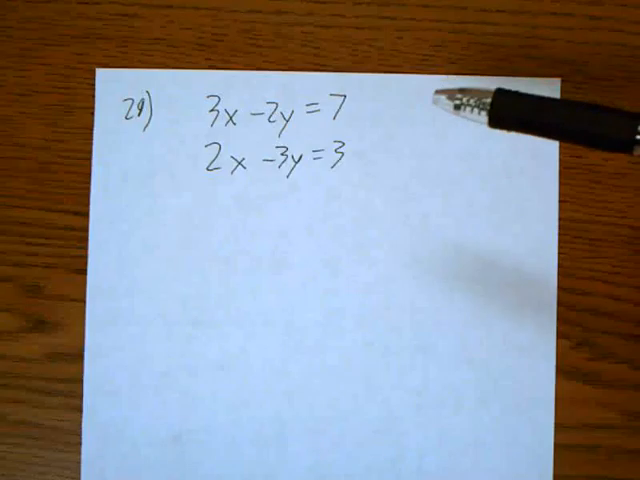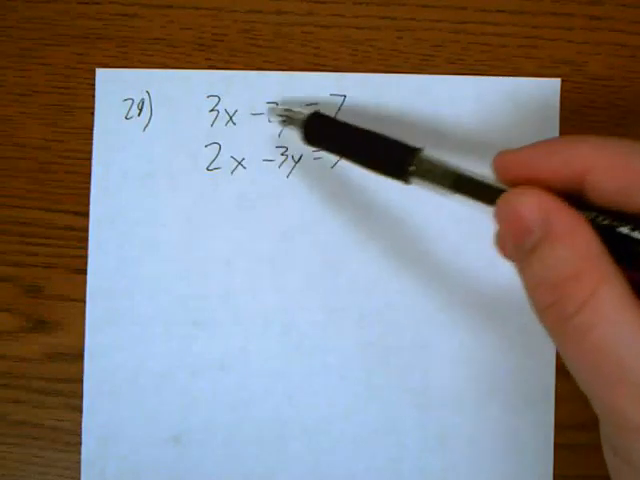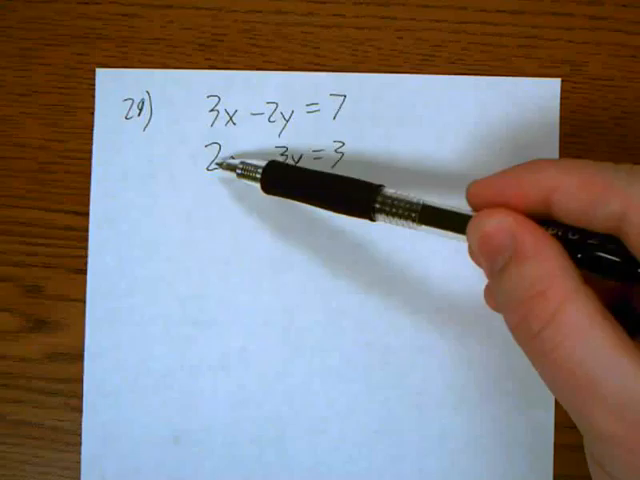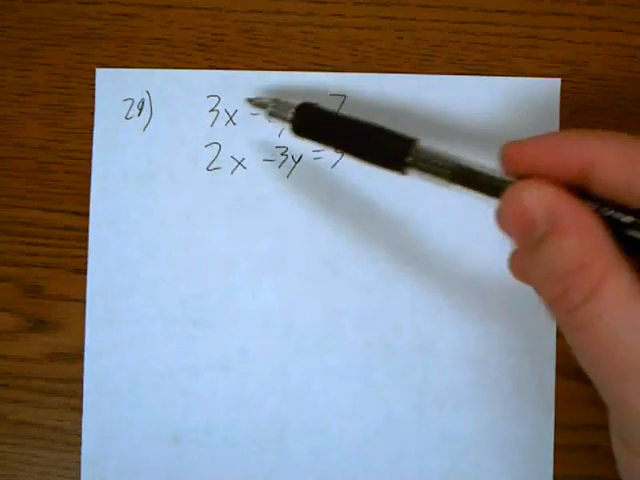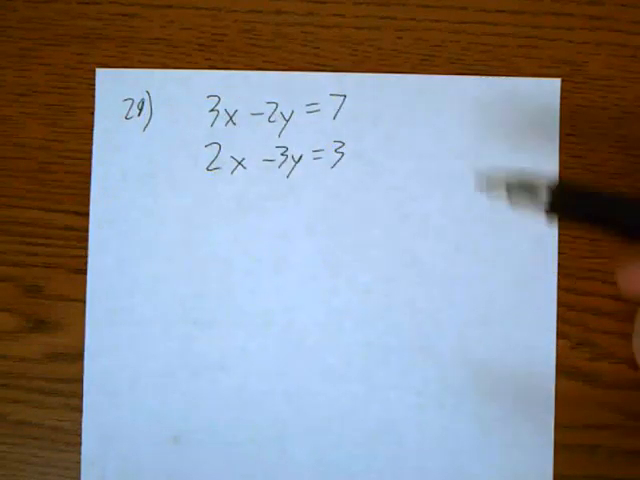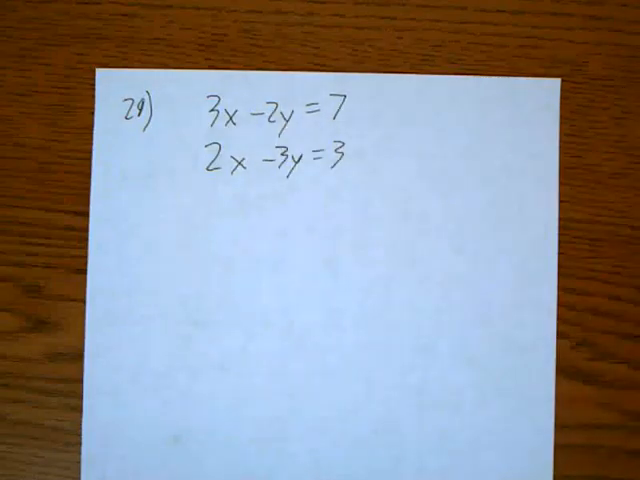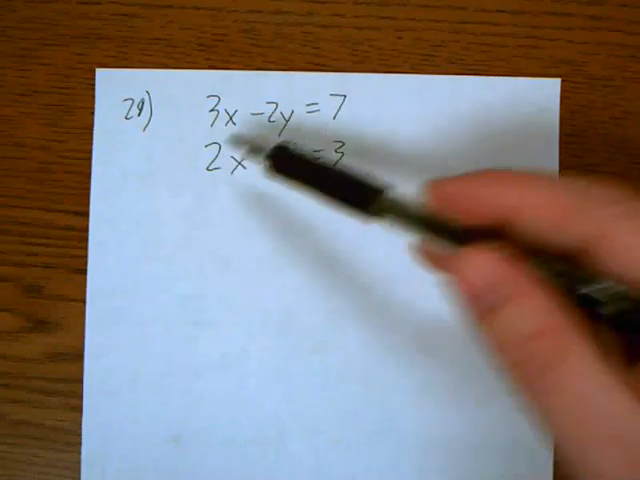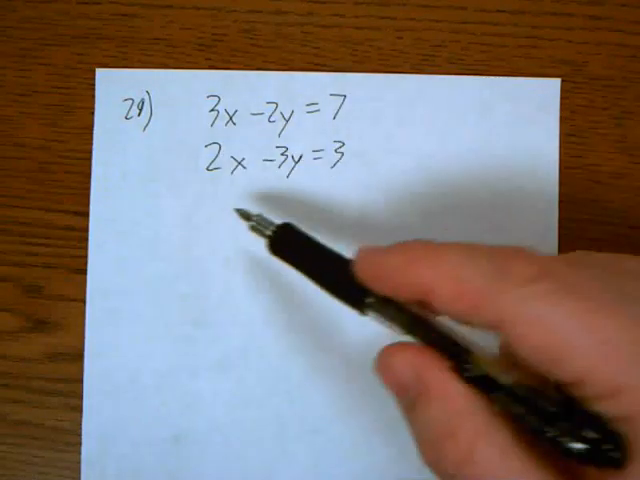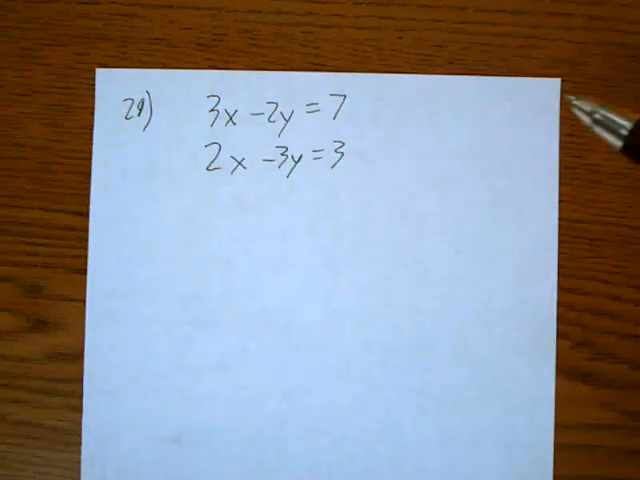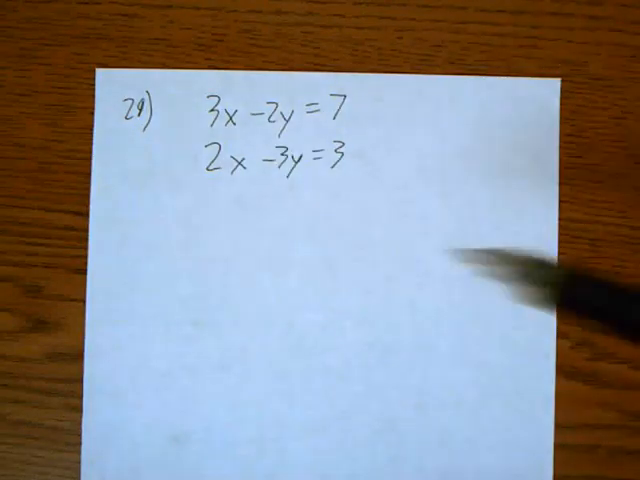Now, the first thing I want to check when I'm doing elimination is to see if any of these numbers match up right away, to see if the number in front of the x's and the number in front of the y's, if either one of those match between the two equations. In this case, they don't. So I'm going to have to manipulate this somehow to be able to cancel out either my x's or my y's. You can do either one.